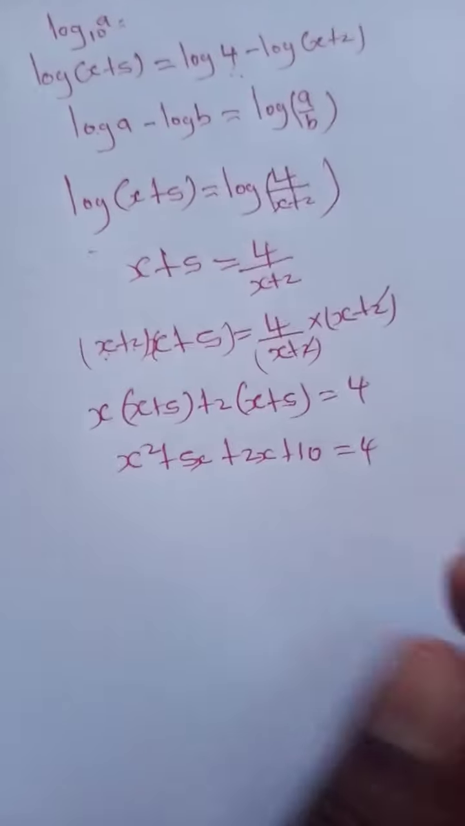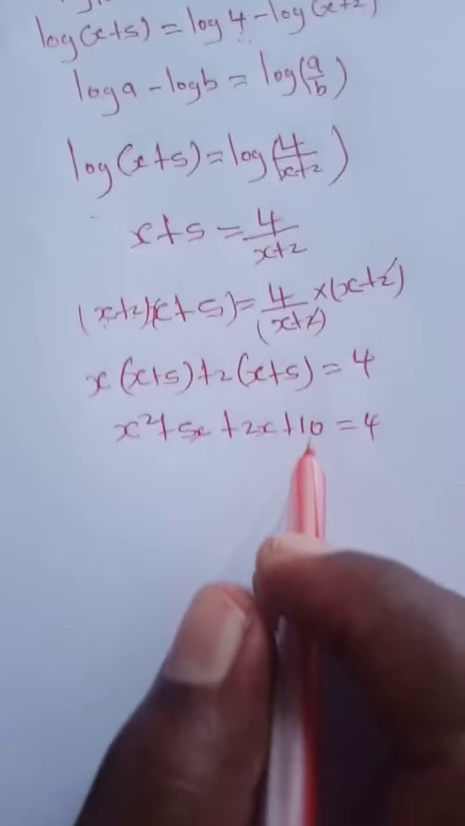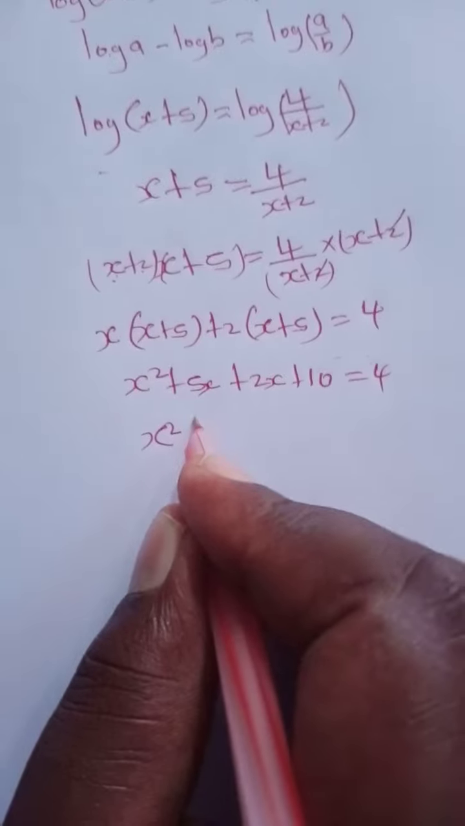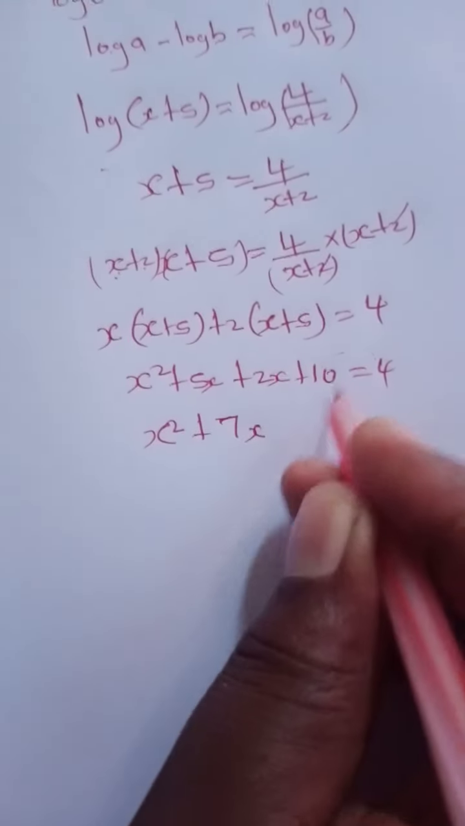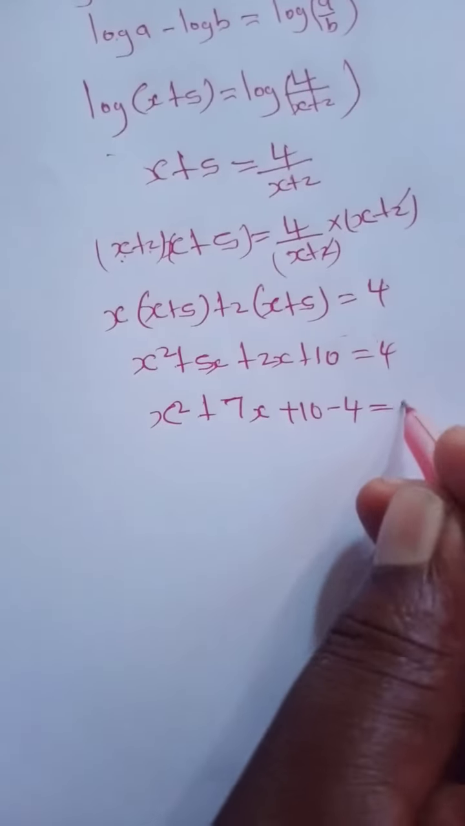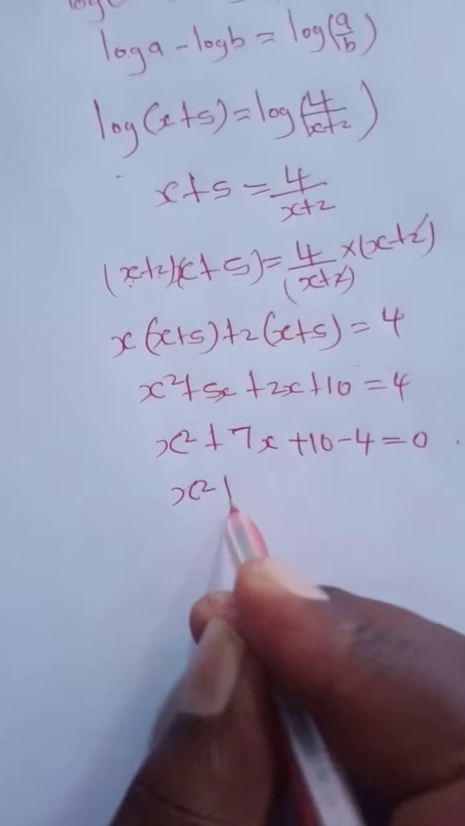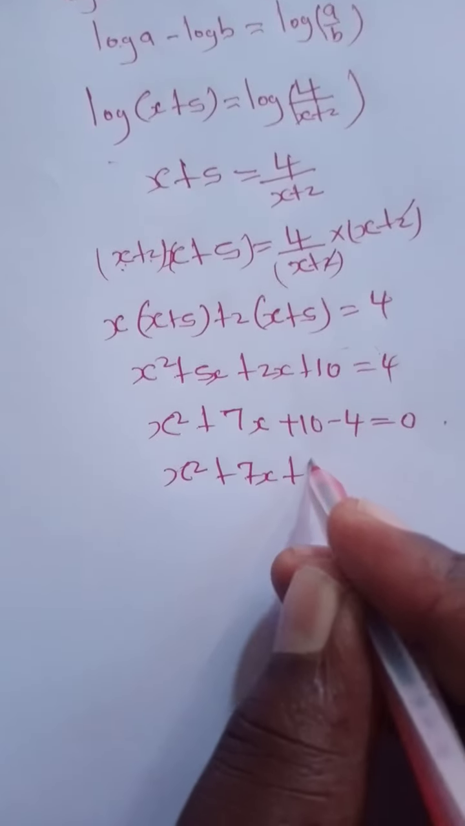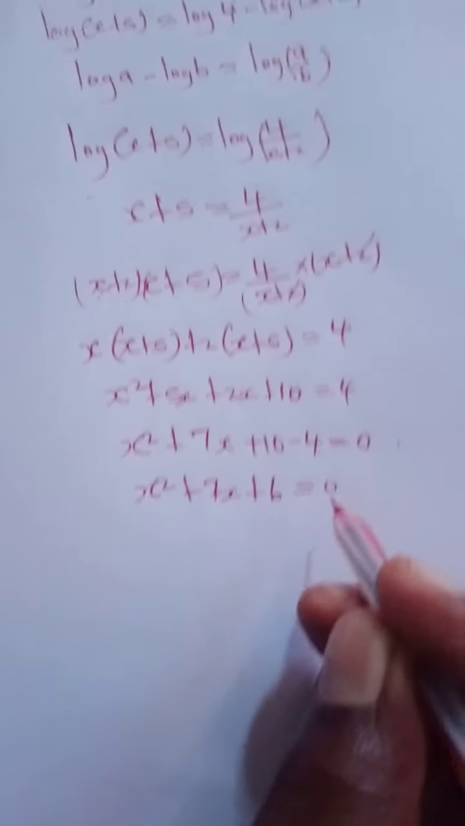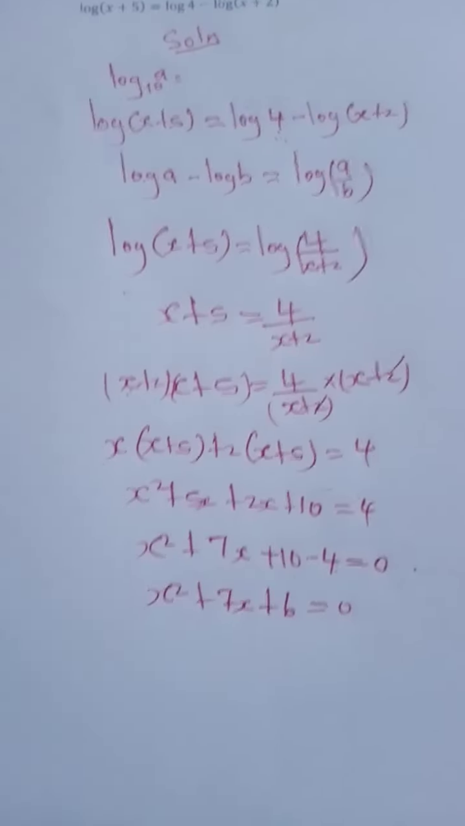This is a quadratic equation. So we will be forced to bring this to the other side and equate it to 0. It will be x squared + 7x, and bringing the 4 over, plus 10 minus 4 is equal to 0. So it will be x squared + 7x + 6 equals 0.